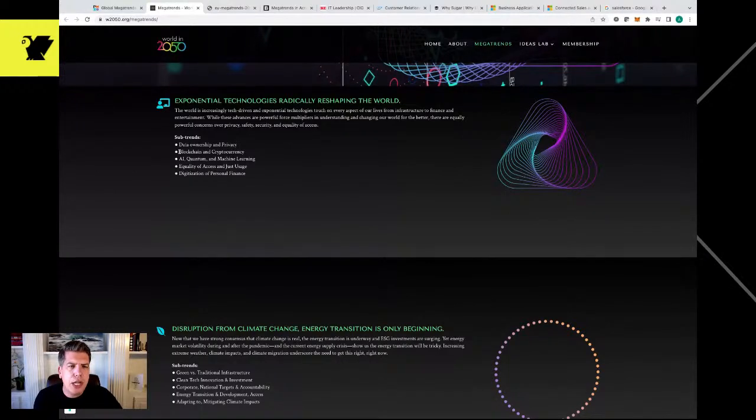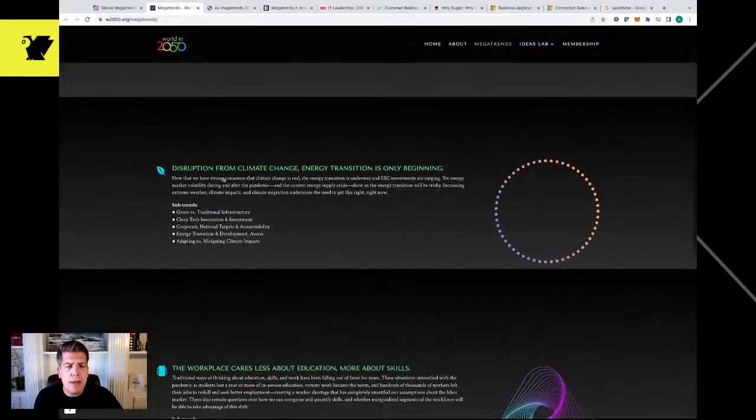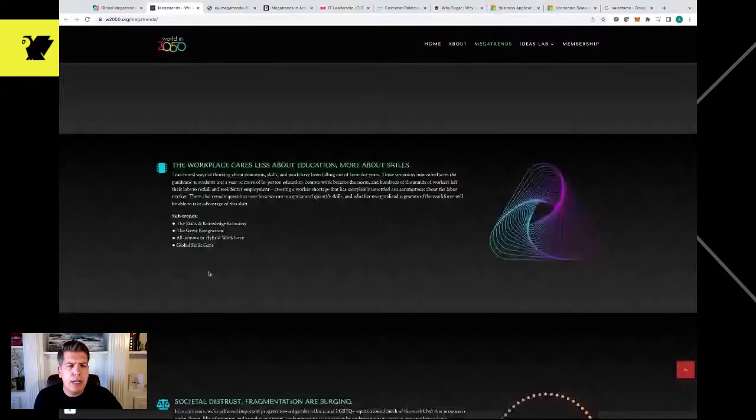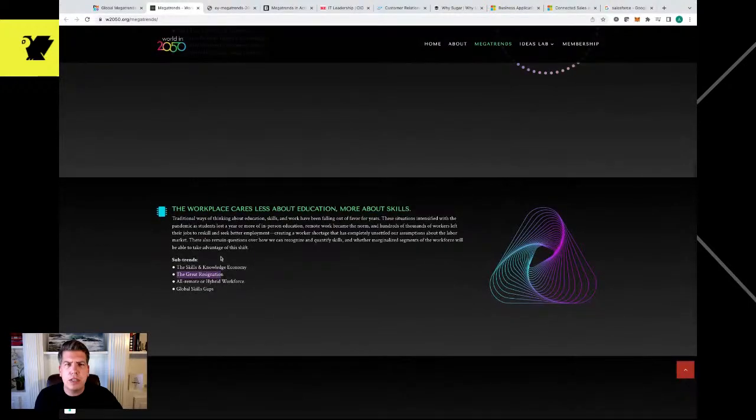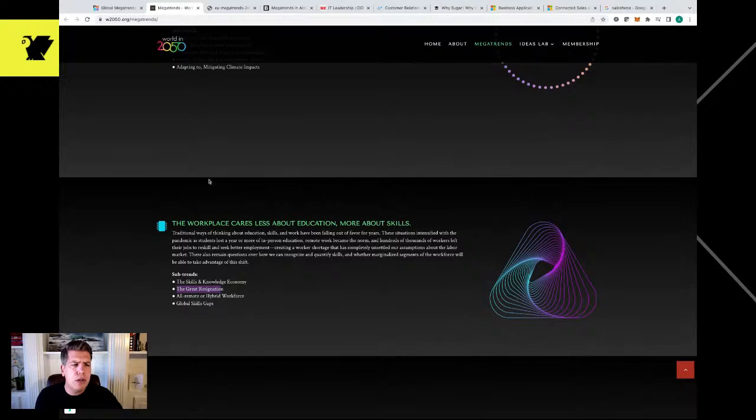I think blockchain, which is Web3, we talk about, is a megatrend. AI, quantum, machine learning, robots, that's the AI piece. Equality of access, that's inclusion and diversity. The demographic shifts, they talk about the great resignation, the fact that we call the silver tsunami. And for those who are not familiar, the silver tsunami is the baby boomers aging out and retiring in masses.